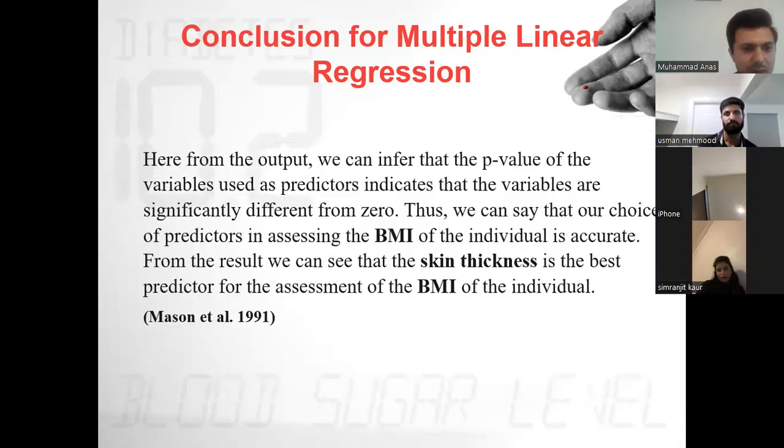Now, this is basically the conclusion for the multiple linear regression. As a result of the output, we were able to draw the conclusion that the p-values of the variables used in the prediction process suggest that the variables are substantially distinct from zero. As a result, we are able to assert that the predictors we have selected for determining the individual's BMI are reliable. According to the findings, the measurement of the individual's skin thickness is the factor that is most accurate in predicting their body mass index, that is, BMI.